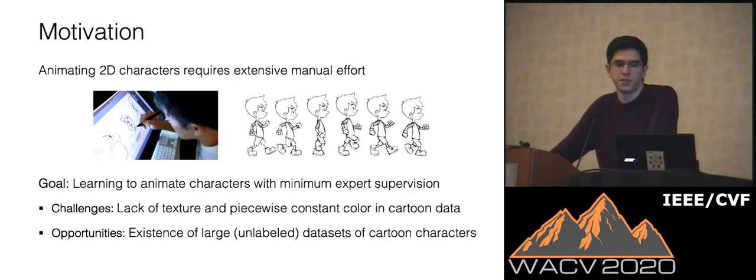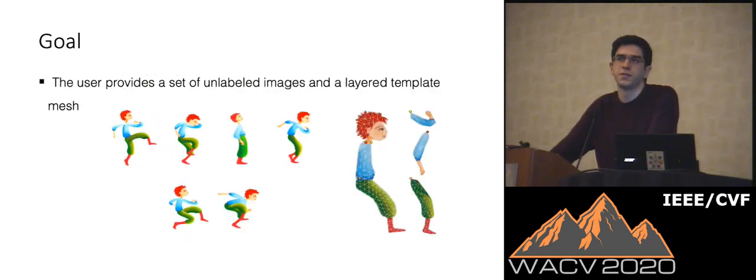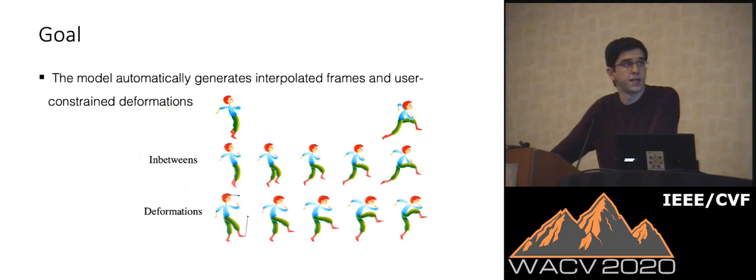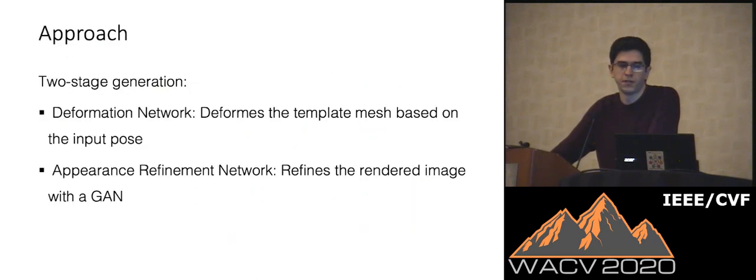There are challenges in cartoon data, such as lack of texture and piecewise constant color. There are also opportunities, such as existence of large data sets of cartoon characters. So in our approach, the user provides a set of unlabeled images and a layered template mesh, and the model generates interpolated frames and user-constrained deformation.